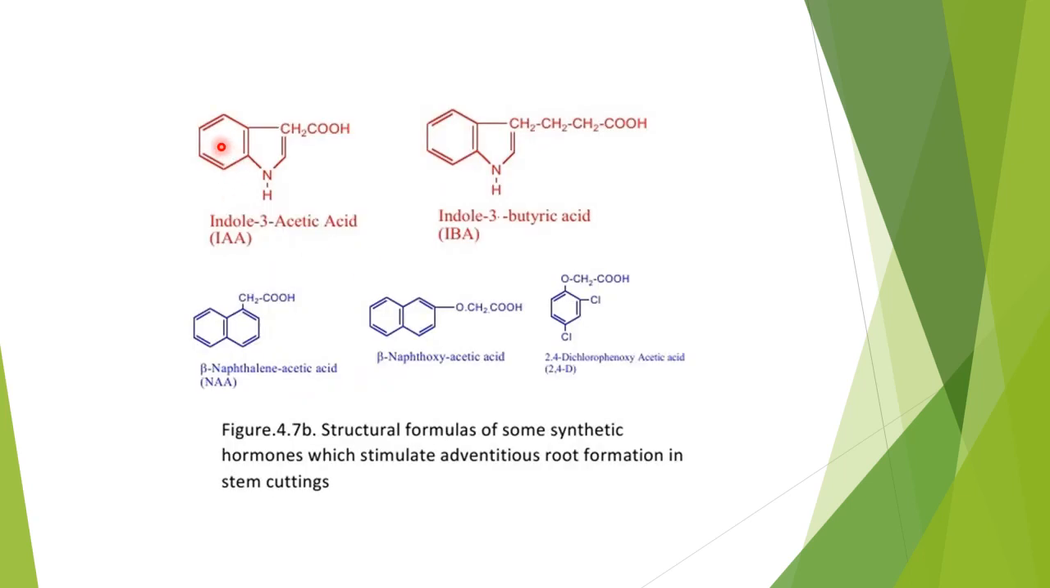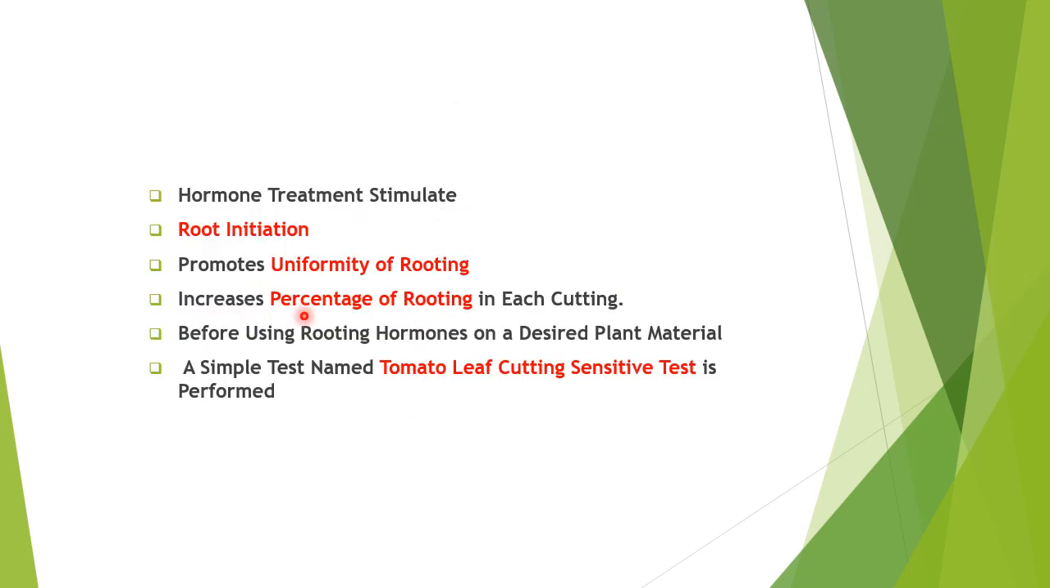This is the chemical structure of indole 3 acetic acid, indole 3 butyric acid, naphthalene acetic acid, naphthoxyacetic acid, and 2,4-D. These are some of the synthetic hormones which are used for rooting stem cuttings or promoting adventitious roots in stem cuttings. Hormone treatment stimulates faster root initiation and also promotes uniformity of rooting. It also increases the percentage of rooting.